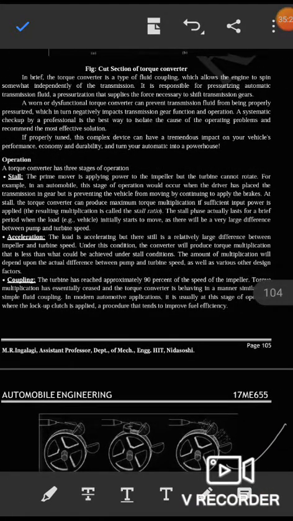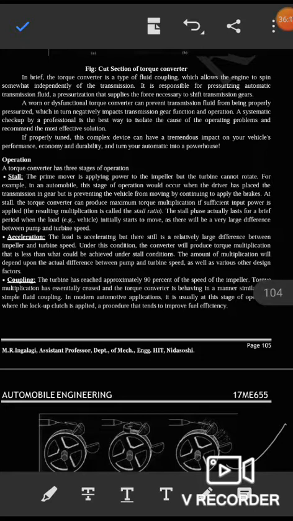Okay, now the operation of the torque converter. The first part is stall. What is the meaning of stall? I will explain now. The prime mover is applying power to the impeller but the turbine cannot rotate. For example, in an automobile, this stage of operation would occur when the driver has placed the transmission in gear but is preventing the vehicle from moving by continuing to apply the brake.